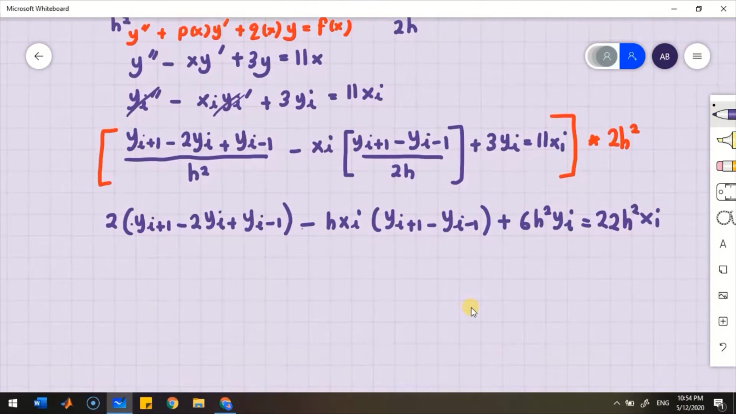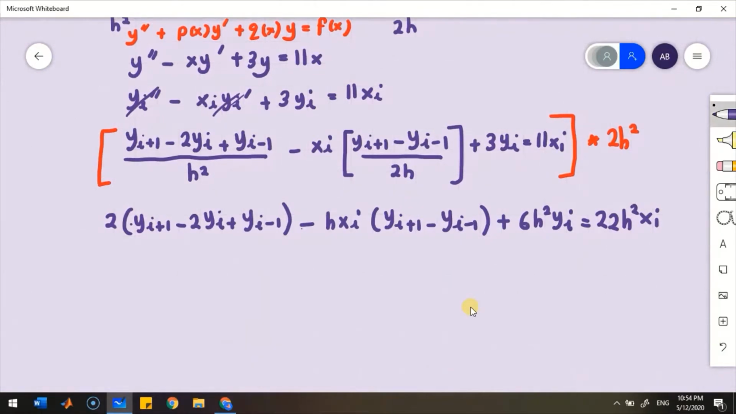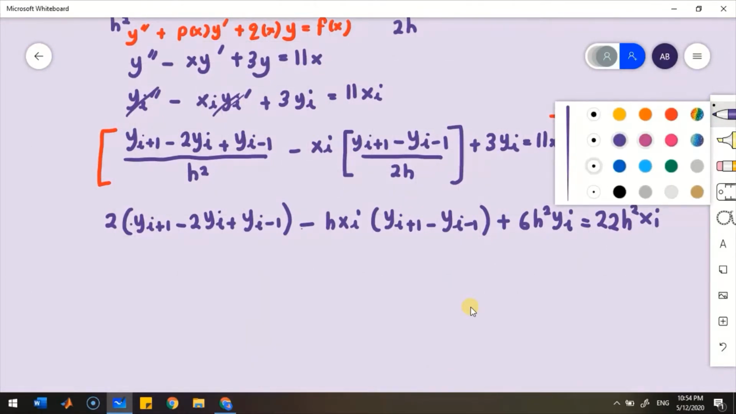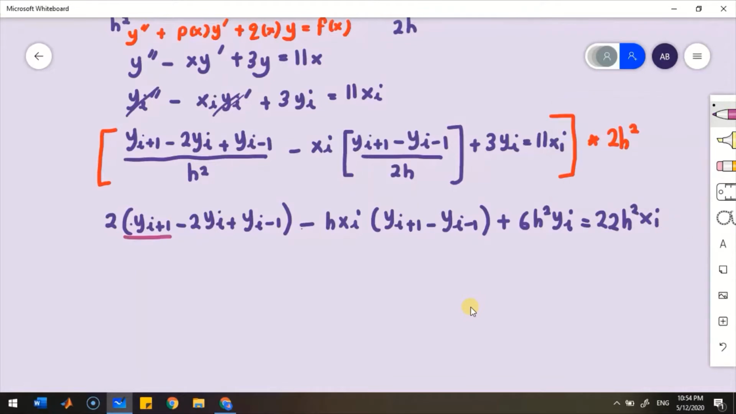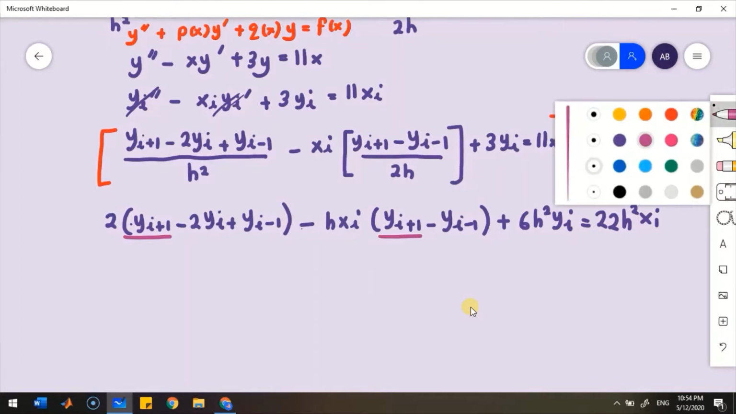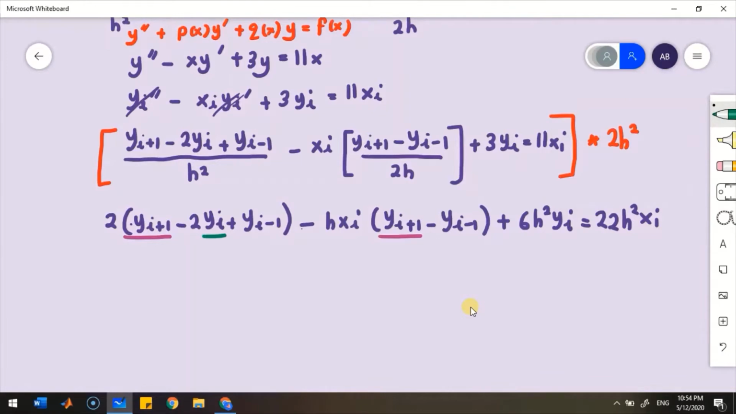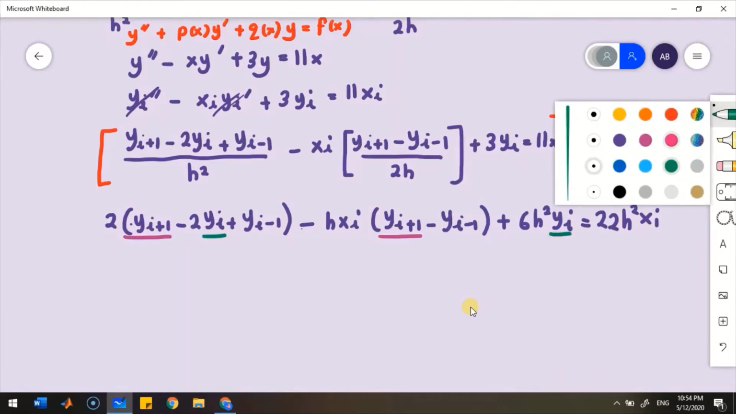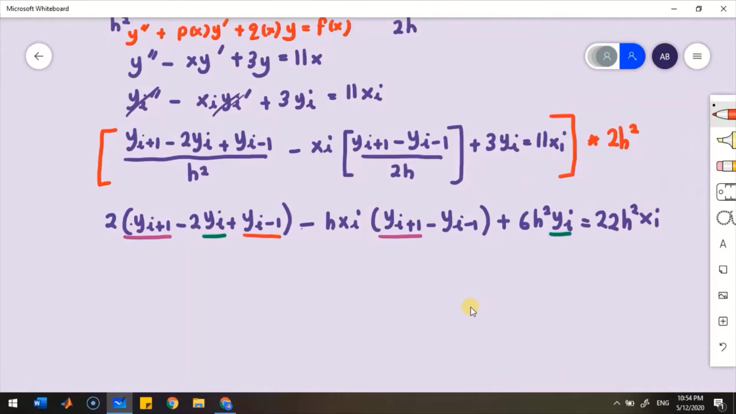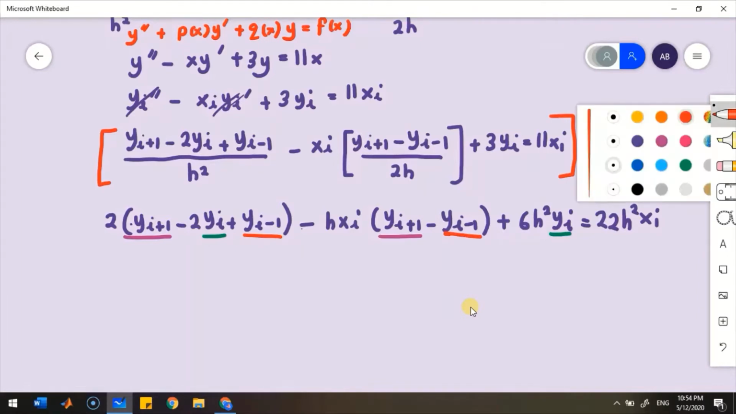Okay, so collecting the common term. So we have y at xi plus 1, okay? And then we can also take the term involving yi, and we can take the term involving yi plus 1, and yi minus 1. Okay, let's do that now.